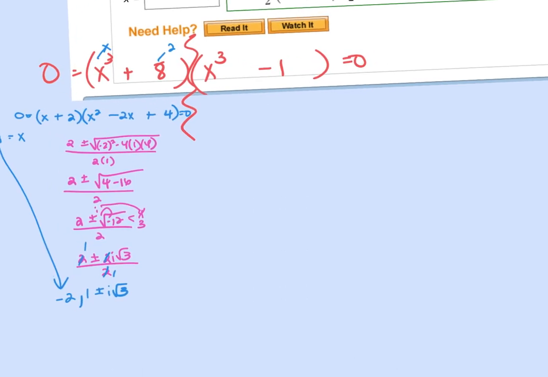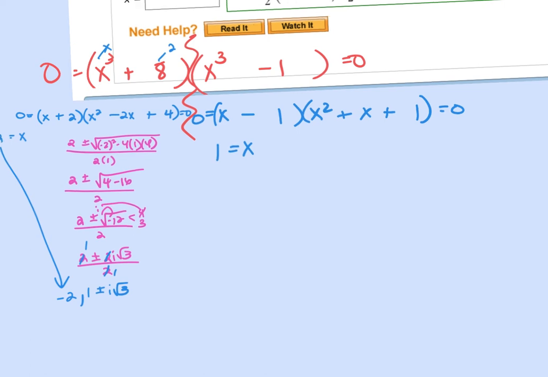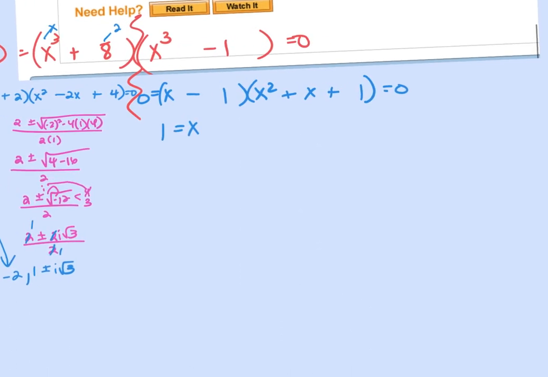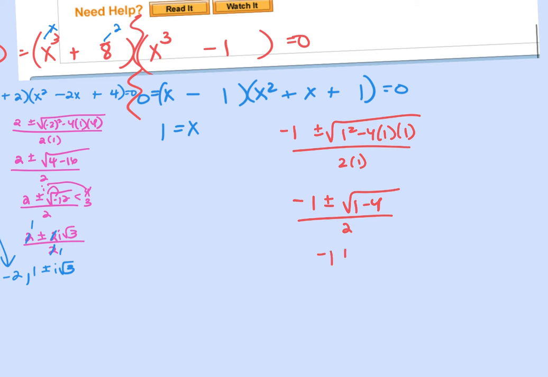Okay, so we would factor this: x minus 1, x squared plus x plus 1. Same, opposite, always positive. Split it, set it equal to 0. So I get x equals 1. That's another real answer. And then I get x squared plus x plus 1, which I wouldn't do complete the square if you had the choice. So I would do -b plus and minus the square root of b squared minus 4 times a times c all over 2 times a. -1 plus and minus the square root of 1 minus 4. -1 plus and minus the square root of -3. -1 plus and minus i root 3 over 2.